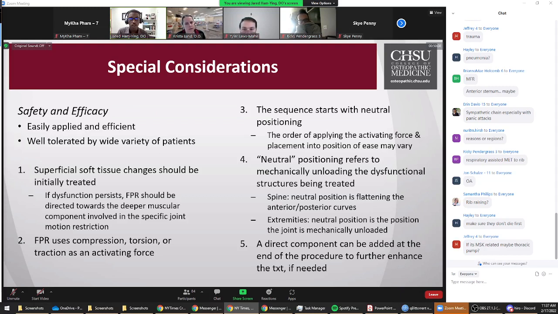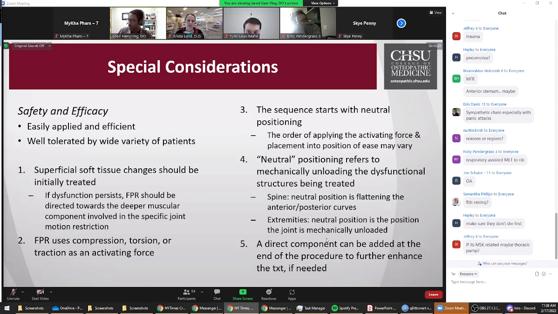You're going to always start with that neutral positioning, take off that excess restriction and cause that release, that ease, that idling, unloading of the joint you're working on before you do the actual technique, okay? So that's going to be that unloading of the joint space for the spine or the extremity, okay?